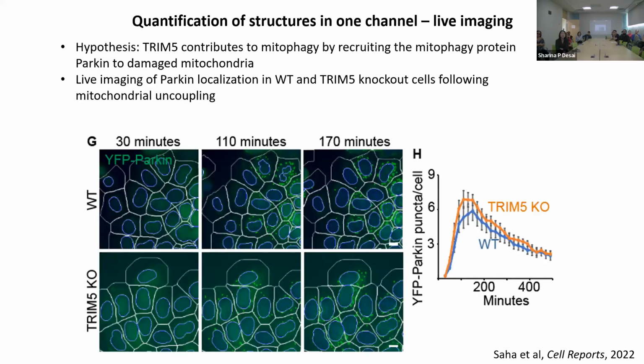So in the last example, I showed you the quantification of dots in fixed cells. We've also gone a step further and looked at the quantitation of dots in live cells using the incubator that Dr. Desai talked about, where our hypothesis was that TRIM5, which I mentioned on the last slide, might contribute to mitophagy, that much we knew, by recruiting the mitophagy protein parkin to damaged mitochondria. So here we're quantitating the recruitment of YFP-labeled parkin to mitochondria in wild-type cells or cells in which we've knocked out TRIM5.